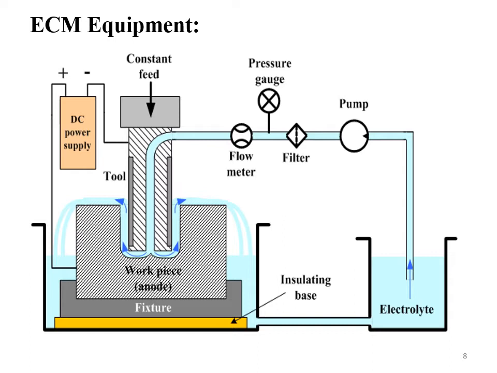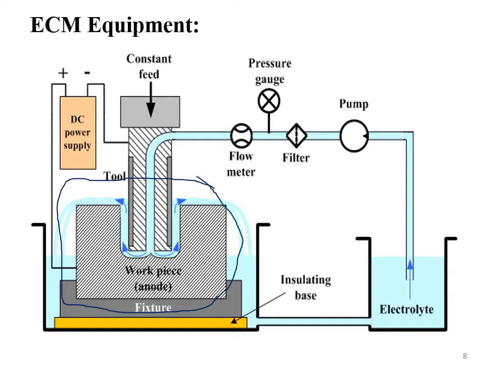So these are some of the equipments of electrochemical machining. Let us go through each part. One is the workpiece, which is also one of the electrodes in the electrical circuit. We can call it an anode in the electrical circuit, whereas the tool is connected as a cathode in this electrical circuit.